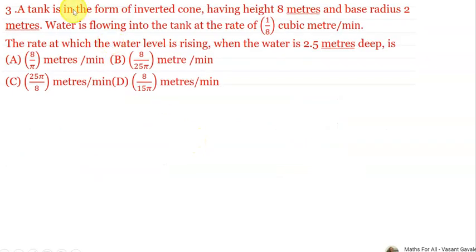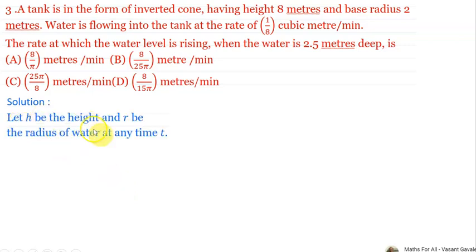Next example. A tank is in the form of an inverted cone having height 8 meters and base radius 2 meters. Water is flowing into the tank at the rate of 1 by 8 cubic meter per minute. The rate at which the water level is rising when the water is 2.5 meter deep is, these are the options. Here let h be the height and r be the radius of the water at any time t.